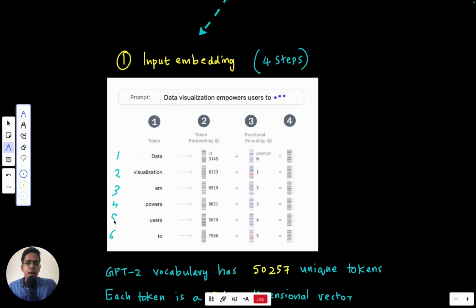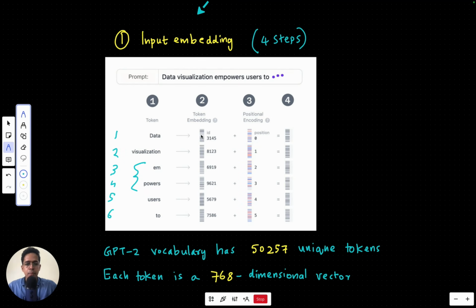Then one thing you can notice here is the word empowers is split into 2, "em" and "powers". So this is one small example to show you that the split of a sentence into words is not strictly word-wise. It's based on something called tokens. But I don't want to go into the details of how exactly the split is done. For all practical purposes, just imagine that the sentence is split into respective words. And the vocabulary of GPT-2 has a large number of such tokens. In fact, the GPT-2 vocabulary has 50,000 plus unique tokens.